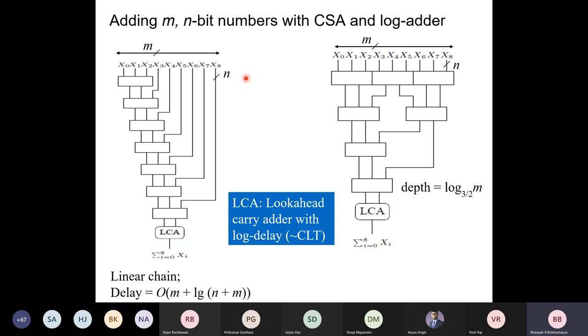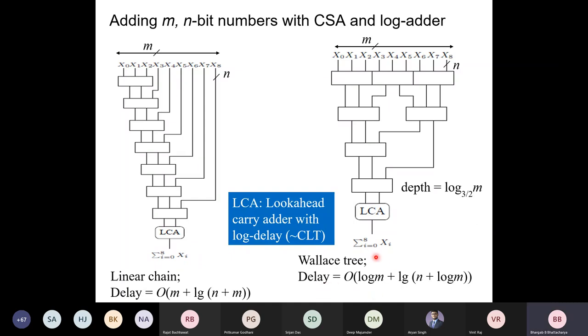But the idea is, if you connect them serially, the delay becomes of the order of m. The vertical delay becomes of the order of m, and the final stage, which is here, is called CLA. CLA is nothing but CLT, and so here is the logarithmic delay, log of n plus m, and the vertical delay is m. And if you change this to compressing three inputs to two outputs, you have an underlying tree here. Therefore, this depth reduces to logarithm of m.